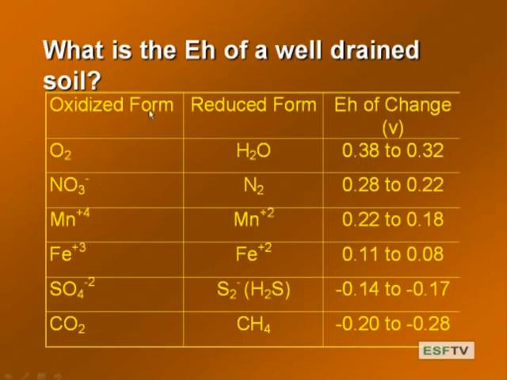Here I show the oxidized form of a variety of elements: oxygen, nitrate, manganese +4, iron +3, which you've heard about, sulfate, and carbon dioxide. When you reduce oxygen to water, this occurs around an EH of 0.38 to 0.32 volts. Once you reduce all the oxygen, there's nothing left to reduce. You end up with water.